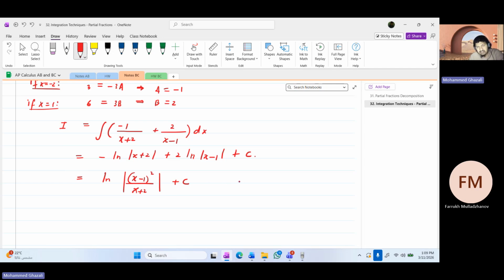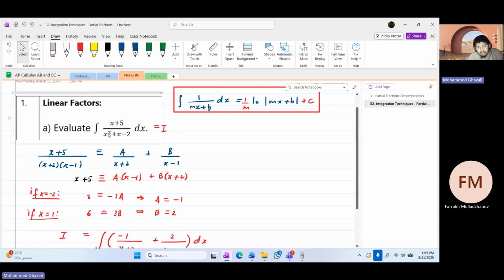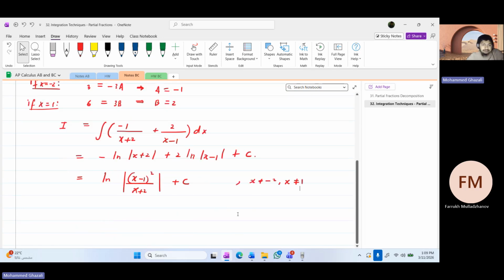Remember, there are restrictions. x cannot be equal to -2, and x cannot be equal to 1. You should have figured out those restrictions from the denominator in the original problem. So that's your answer, and the absolute value still needs to remain there. The 2 goes to the front, the negative goes down. This is all good. Let's move on to the next question.